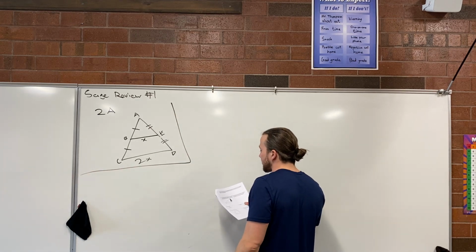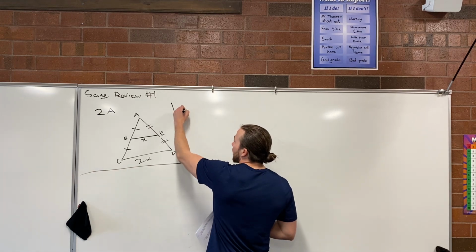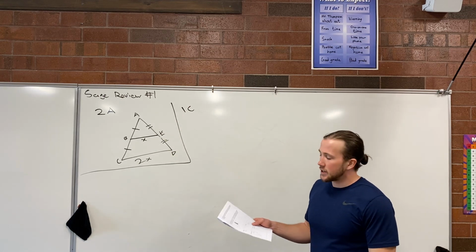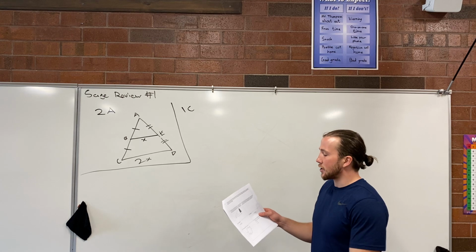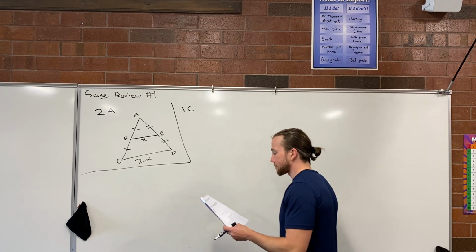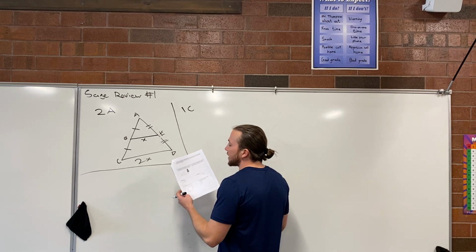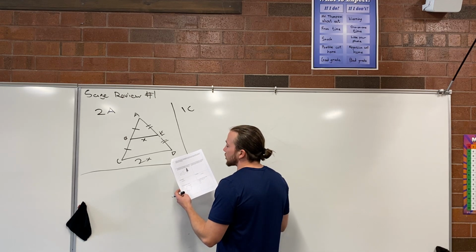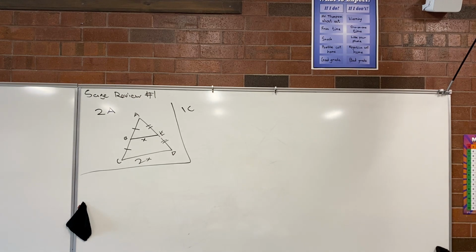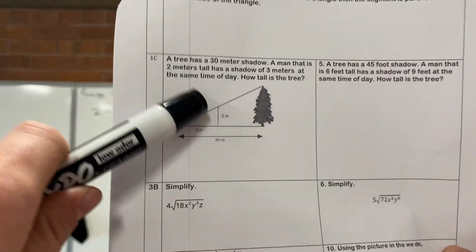Let's see, 1C. And I know that all of this stuff has been uploaded. So it's in that modules section, so you can double check there, and you're going to see all the answers on the left. This is just me kind of going through it to give you an explanation. Okay, so a tree has a 30-meter shadow. So now I'm going to be onto this 1C right here. Again, I'll give you guys a little close up. We're on 1C right here, okay?